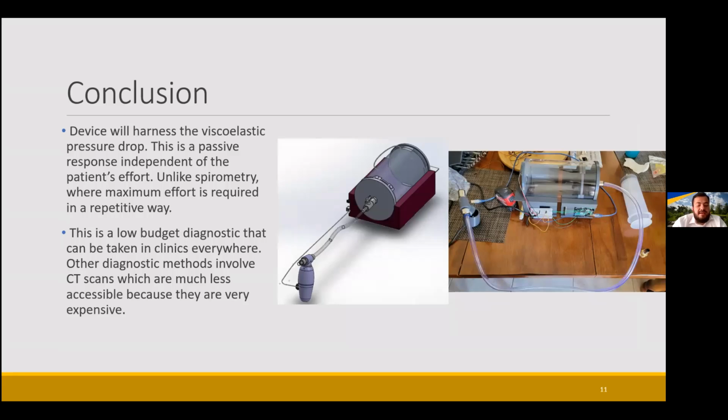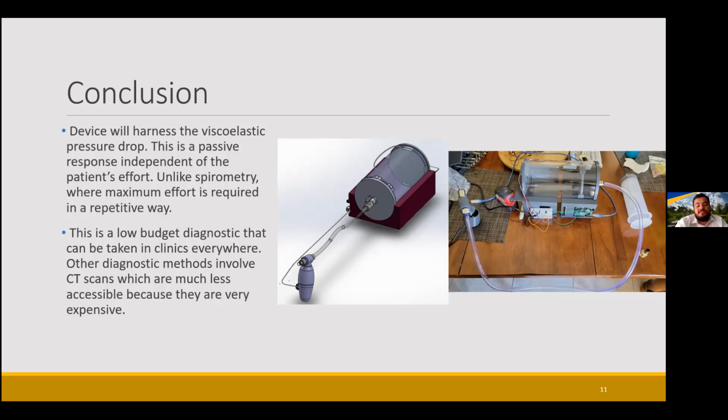I want to close by not only reiterating that the device is going to harness viscoelasticity as a biomarker, but I want to highlight the differences between the proposed device and other respiratory diagnostic methods. The most common diagnostic method today is spirometry. Though this test is relatively inexpensive, the methods depend heavily on a patient's repetitive effort to inhale and exhale at a maximum rate. Our device does not rely on patient effort for a meaningful reading.